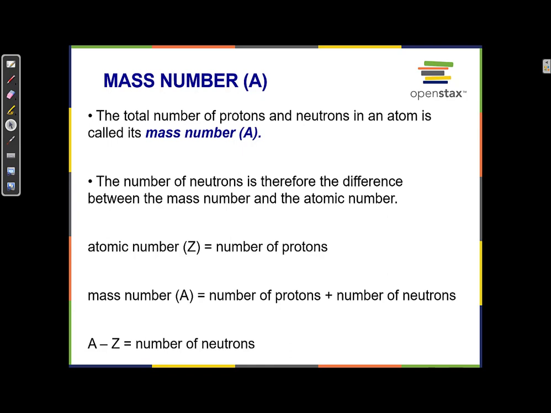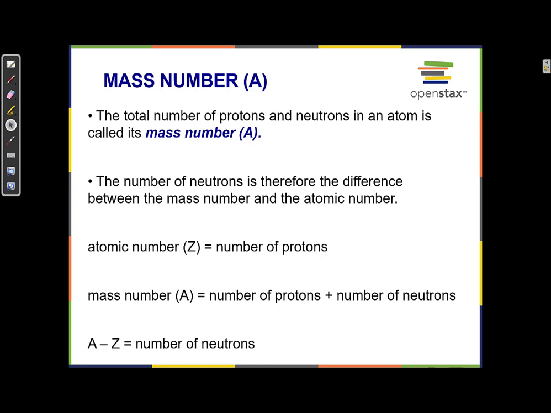The mass number is also important. When we're talking about elements, we need to know the mass number because it helps us figure out how many neutrons there are. So to put this all back into perspective, what is an atom? An atom has a proton, a neutron, and an electron, some number of each of those. And this is how we keep track of that. The atomic number keeps track of how many protons. The mass number keeps track of how many protons and neutrons. So with this information, I can figure out how many neutrons there are.